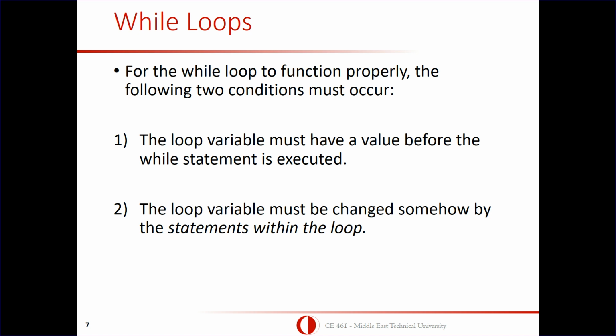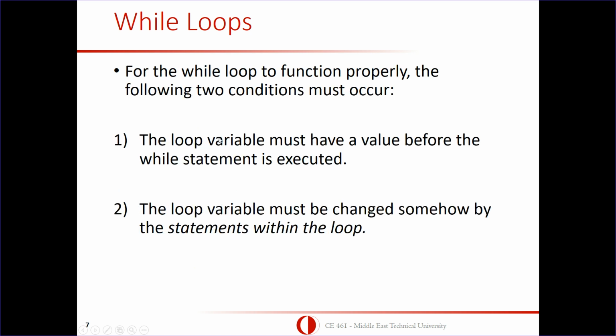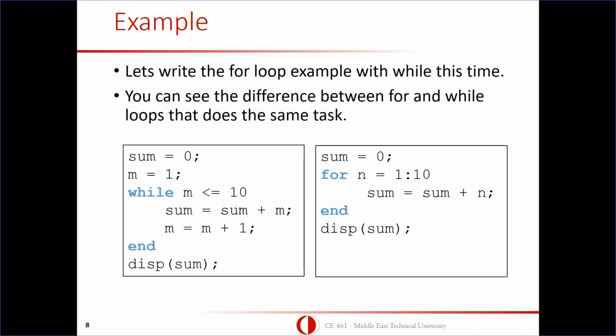For while loops, we have the loop variable. That is an important one. The loop variable must have a value before the while statement is executed. And this loop variable, of course, needs to be changed somehow by the statements within the loop. This is the most critical part of the while loop. We need to have a loop variable. Okay? Now let's take a look at the example altogether.